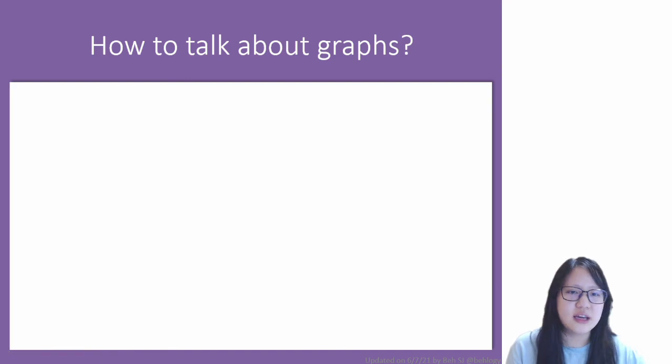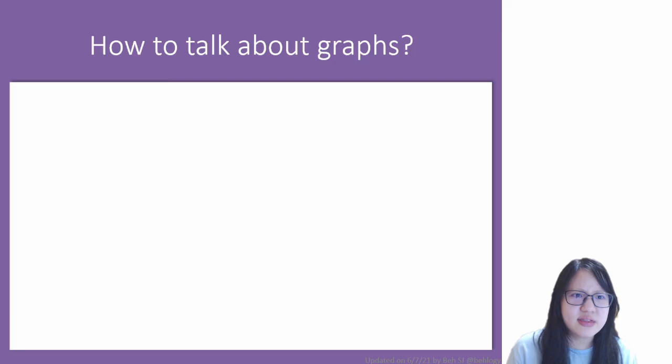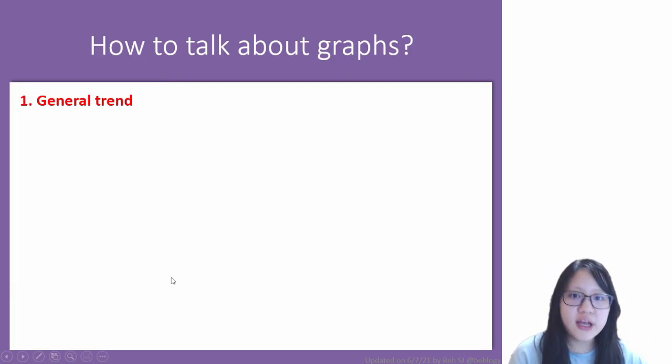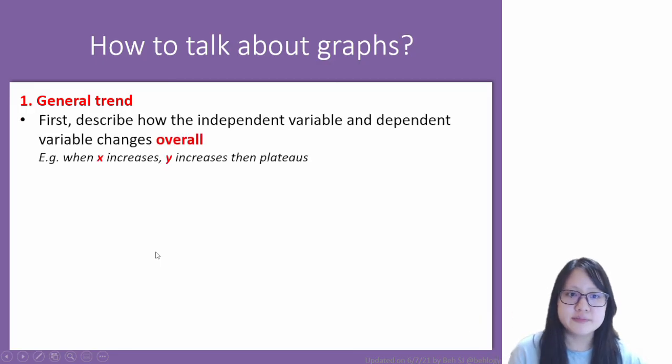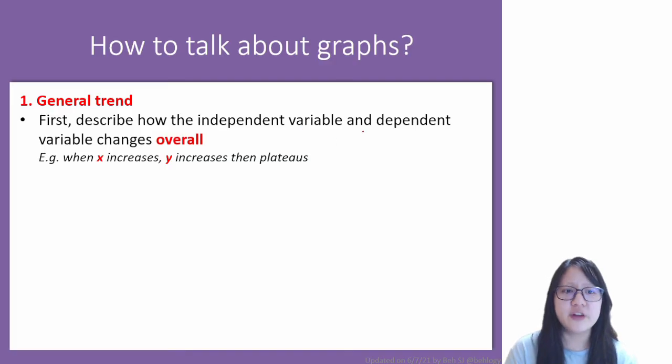How about talking about it? I see it, I see the trend. Where do I start? There's just so much data. Now, what they don't want you to do is to tell them every single detail about the graph. They only want a general trend. So describe to them how the independent variable and dependent variable change overall.